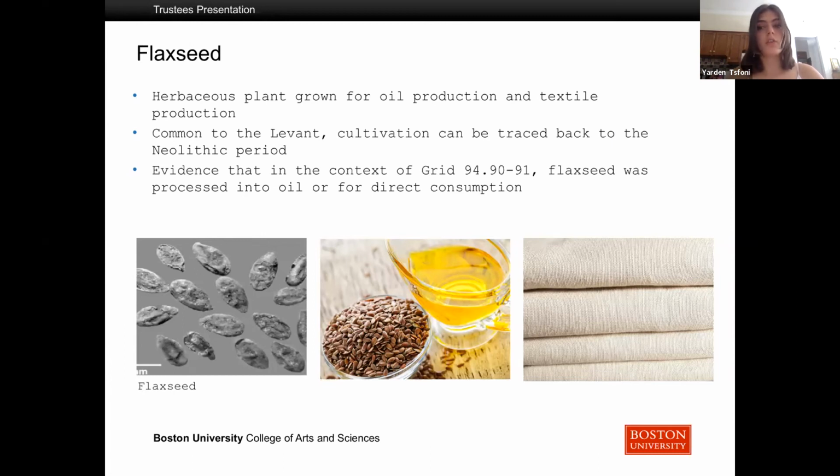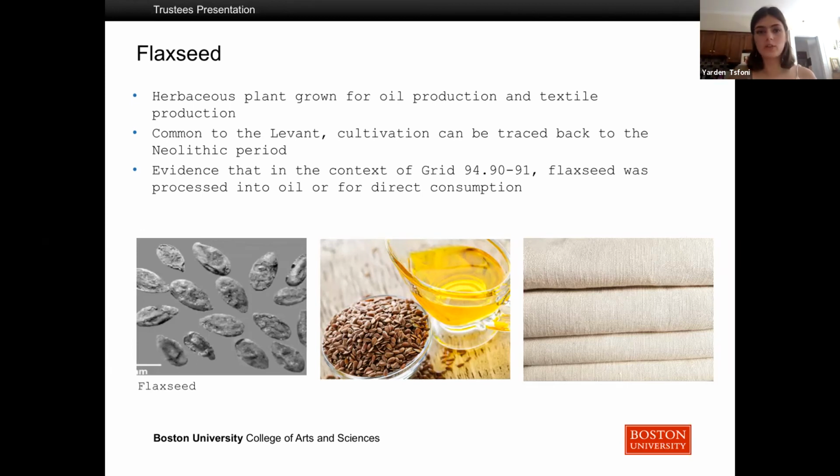Also, weed seeds that often appear alongside flax were not found. So had this flax been sorted and cleaned on site, it would be expected to find higher counts of these weed seeds. Therefore, it's unlikely that U9490 through 91 was used for cleaning and sorting of cultivated flax. Rather, it's probably brought to this area as a pure crop seed, roasted for the extraction of oil and consumption.